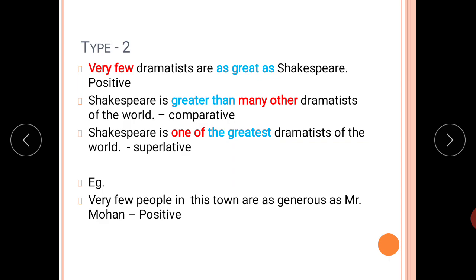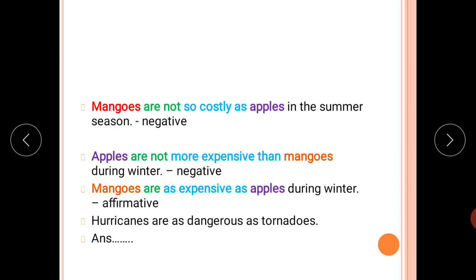You are excellent. So, in superlative, how is it going to be? Mr. Mohan is one of the most generous people in this town. Excellent. Okay, let's move on to the next model.